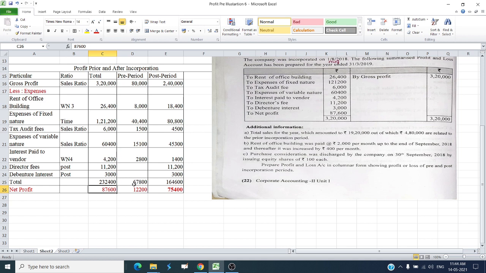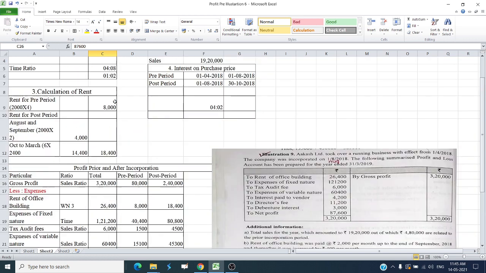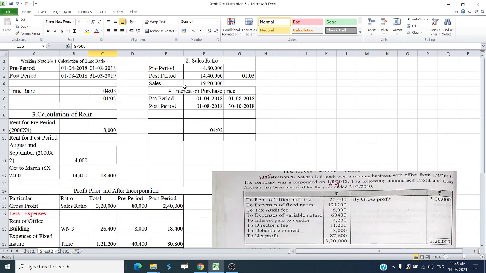Similarly for the pre period we have to subtract this 67,800 from 80,000. The final amount will come 12,200, that is the net profit for the pre period, and similarly for the post period the net profit is here 75,400. Like this we have to calculate profit prior and after incorporation with the help of time ratio and sales ratio.